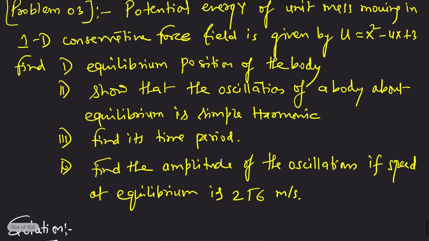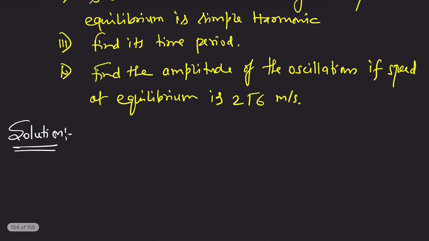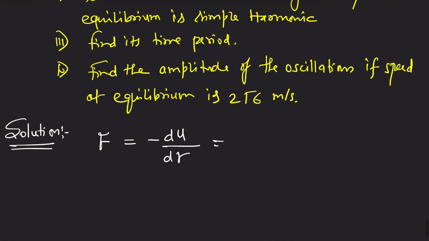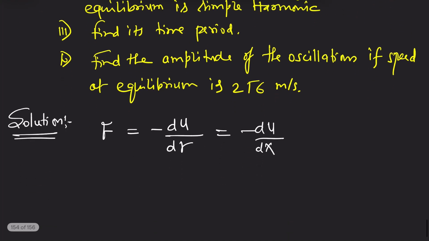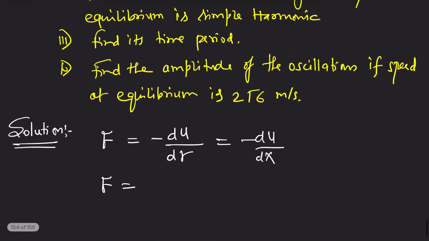So guys, here it says the potential energy of a unit mass moving in a one dimensional conservative force field is given by this. We have learned in our work power energy chapter that F for a conservative force field can be given as minus dU by dr. Because it is a one dimensional field, we can directly take this as minus dU by dx also. So there is no partial differentiation we have to perform. So if we do that, we can get the force F is equal to minus d of x square minus 4x plus 3, so this will be 2x minus 4.